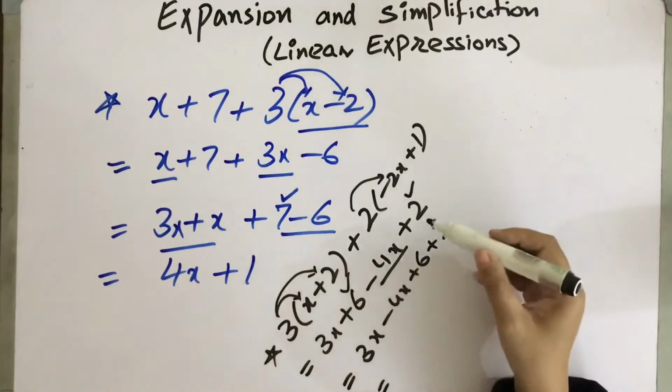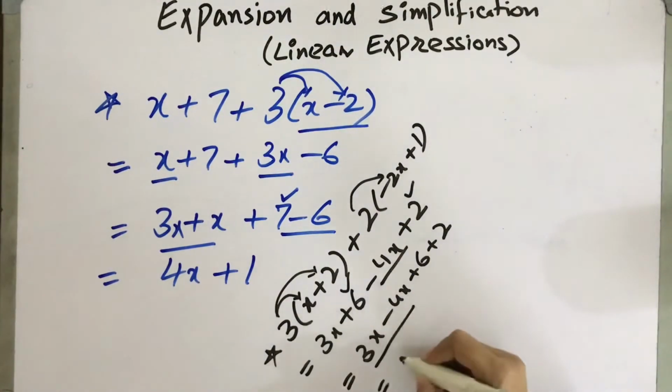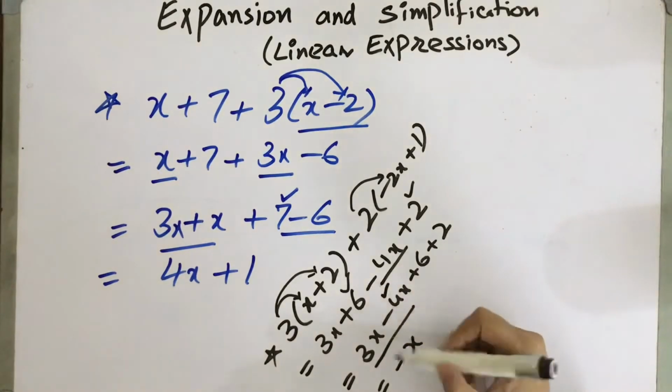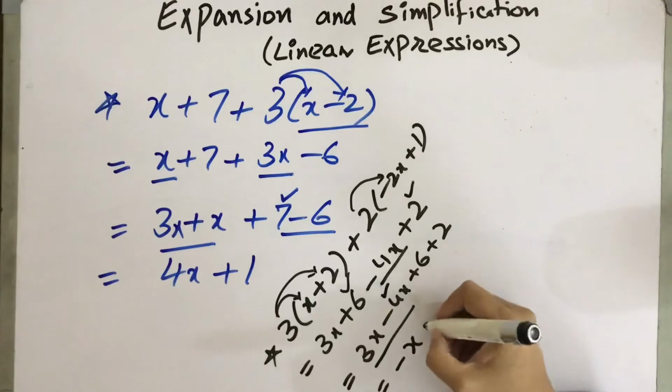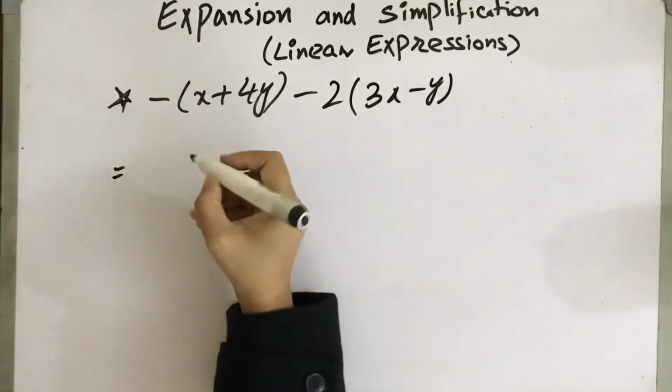When we change the place of any term, we take its sign with it. 3x minus 4x will give me minus x, as 4 is bigger. So 3 minus 4 is minus 1. It is minus 1x, or minus x, plus 6 plus 2 is 8. Okay, first of all we shall expand.